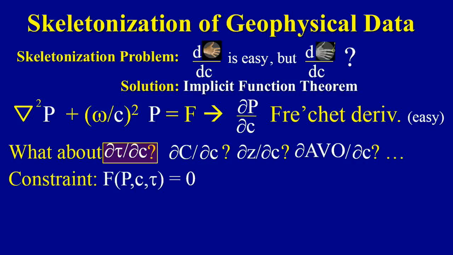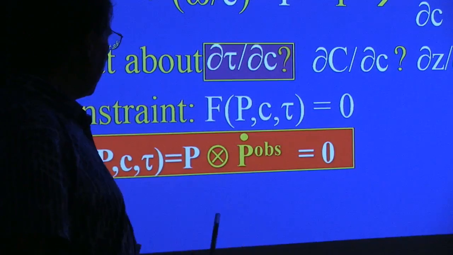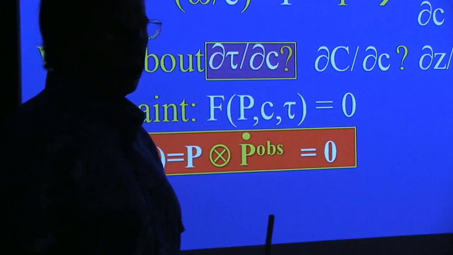Okay, let's concentrate on this one. The first step is to find a constraint equation that says something like this: some function that's equal to zero in this case. It could be any constant, but I'm going to take zero for simplicity. And the way we do that is we first take a cross-correlation between the predicted data, which is the white P, and that's a trace in the frequency domain, and we cross-correlate with the observed data, and this little dot corresponds to a time derivative.